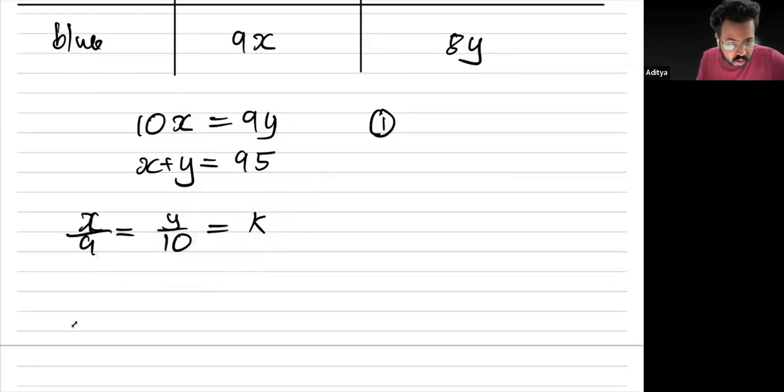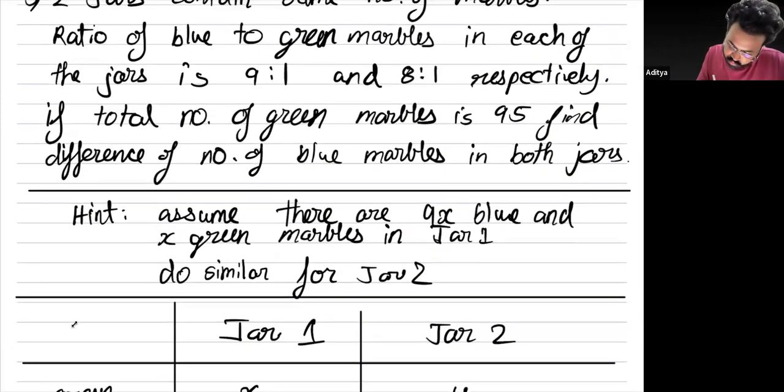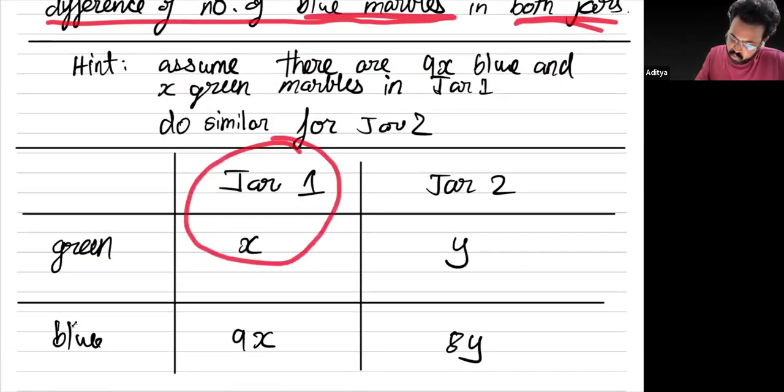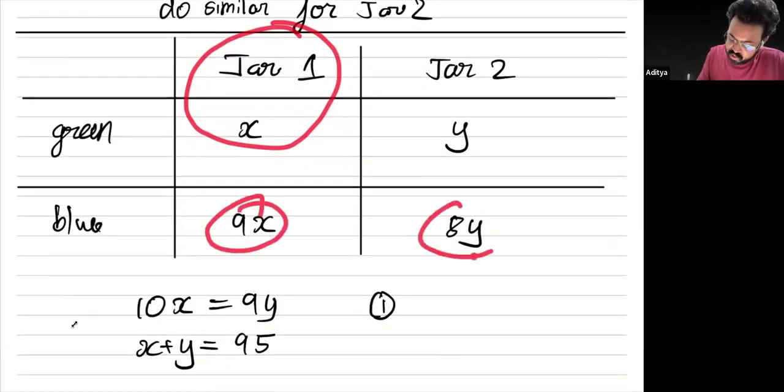Adya, correct answer. Sumit, not correct. Try again. So, Sumit, you have to actually find the difference between the number of blue marbles in both jars. Okay, so jar 1 might have some amount of blue. Basically, you want the difference of these two quantities.